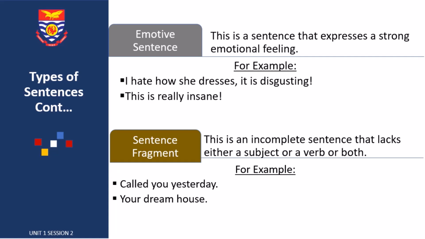Now we have the sentence fragment. This is an incomplete sentence that lacks either a subject or a verb or both. Called you yesterday. Your dream house. Now these are incomplete. They don't express a complete thought. But we know a sentence to be a group of words that has punctuation and expresses a complete thought. But this one doesn't.